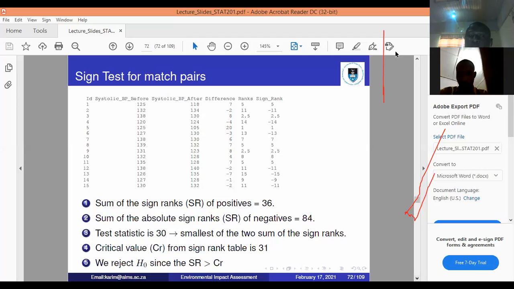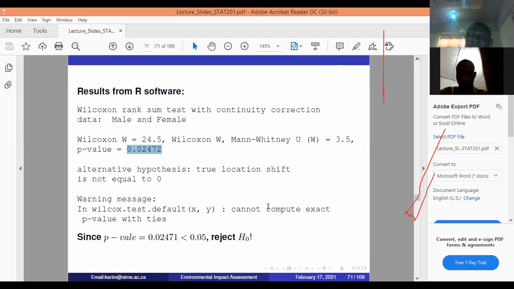And that is how we use the U-test. Any question? No, sir. So let's move on.